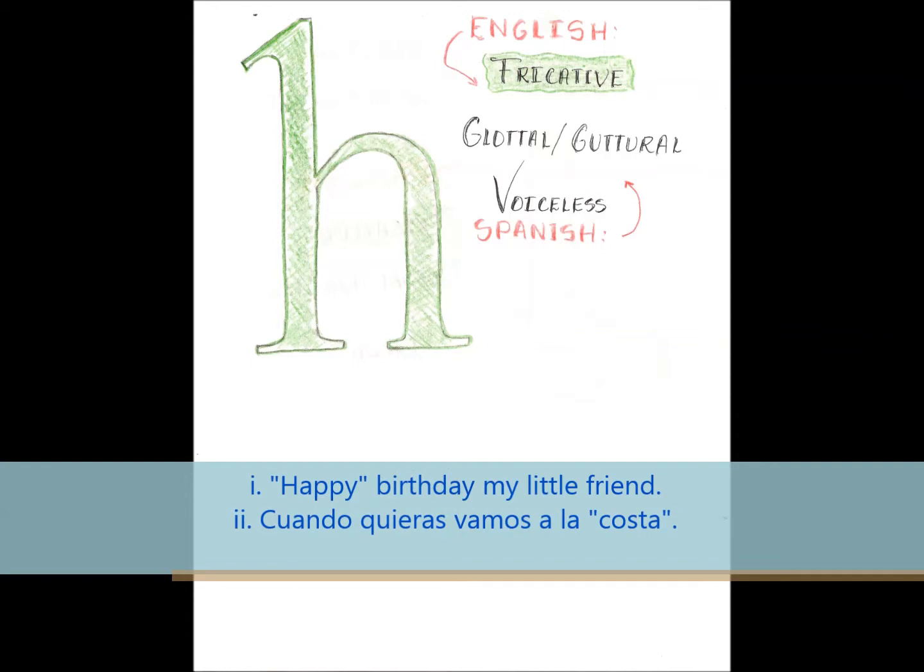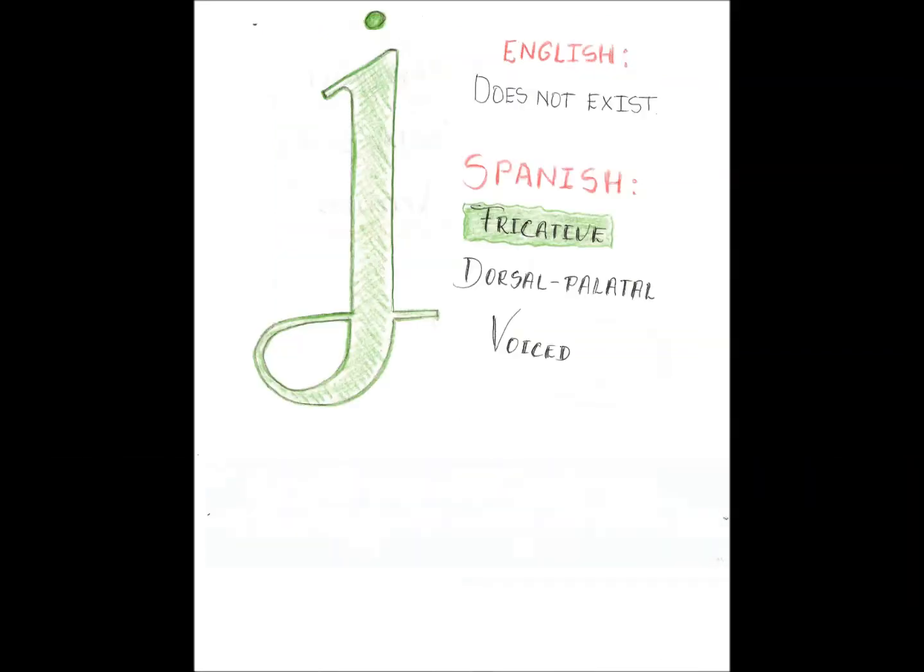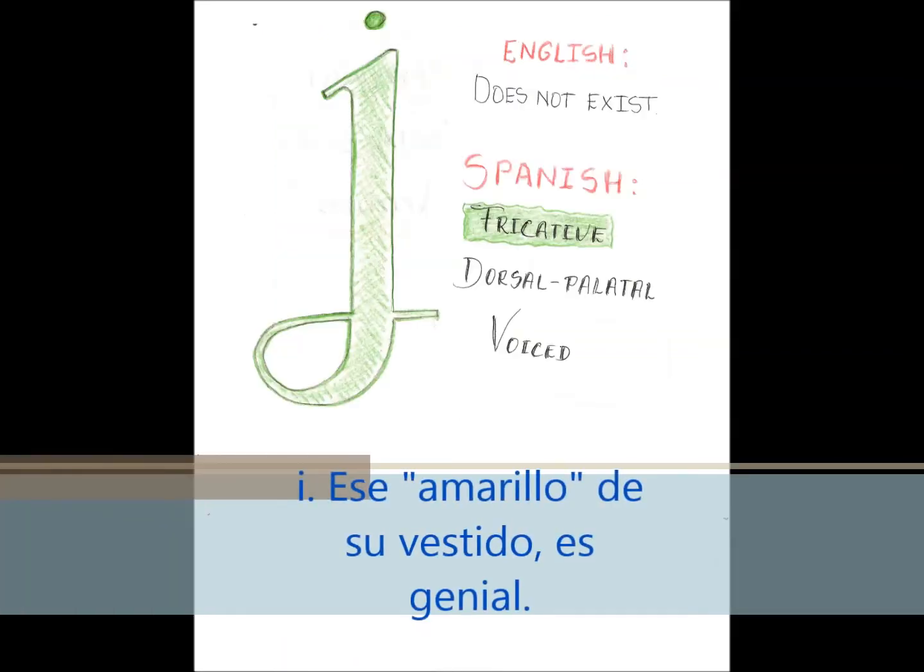As in English as in Caribbean Spanish, this phoneme exists. It sounds of a similar weight in both cases, although in the description each language shows a difference. As in the before cases, in English it is a little bit stronger, then it is a fricative, glottal, guttural, and voiceless sound.